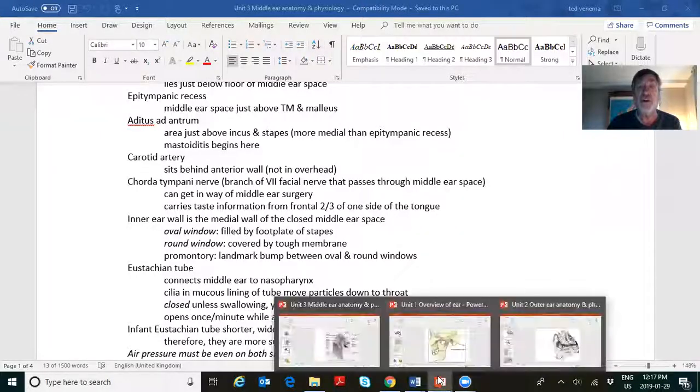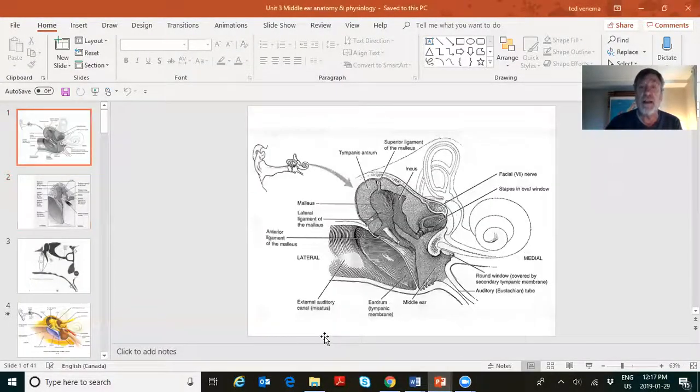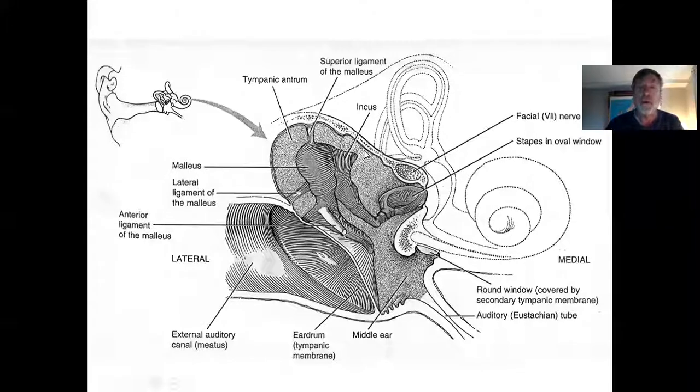Go to the picture here and here. Make it larger. Okay, come on, you can do it. Here we go. There. Medial wall, lateral wall. Now the medial wall has a couple of very important landmarks.